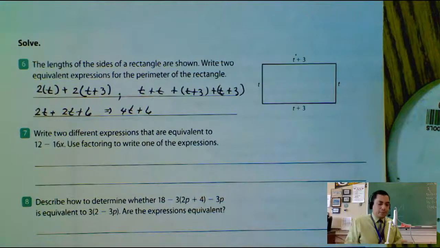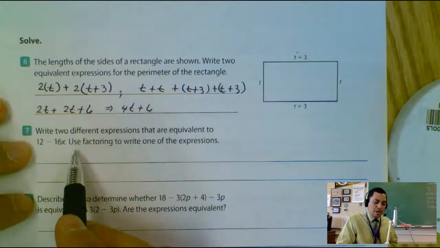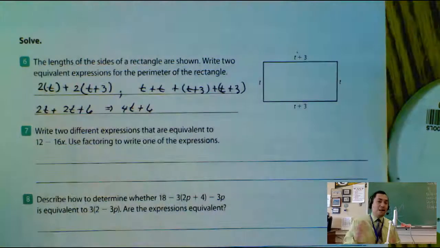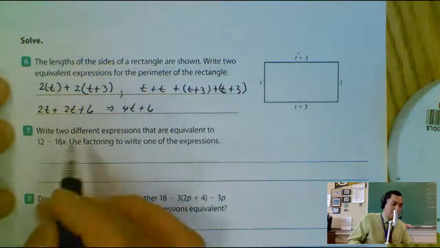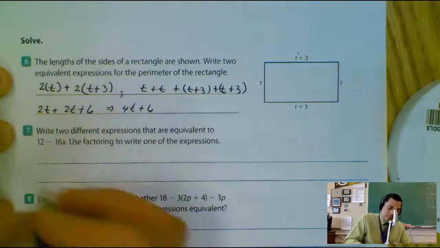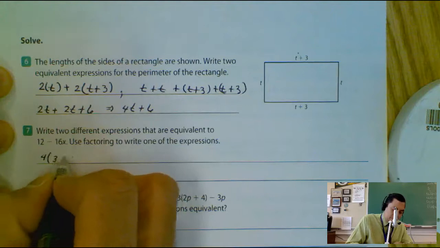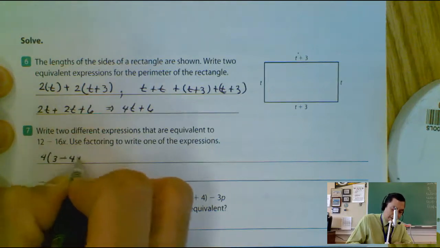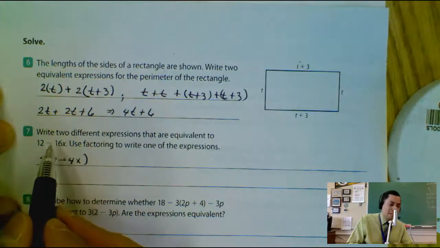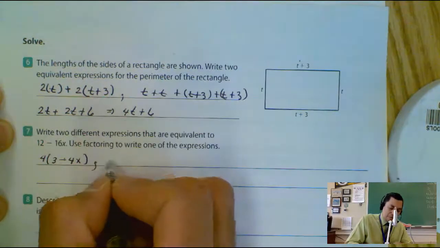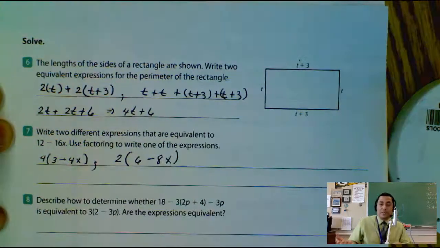Next. Problem number 7 says, write two different expressions that are equivalent to 12 minus 16x. Use factoring to rewrite one of the expressions. Factoring is the opposite of the distributive property. Okay, so in this case, what we are going to do from problem number 7 is, for example, I'm going to put 4 and then parentheses 3 minus 4x. That's one expression, it is the opposite. Look, 4 times 3, 12, and 4 times 4, negative 16. Another one, okay, I have 2, and then parentheses, 6 minus 8x, that's another expression that is equivalent, okay?